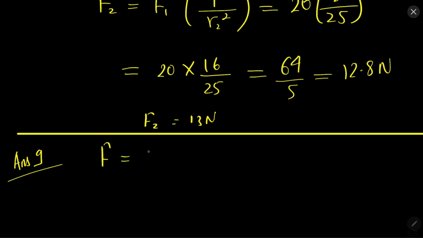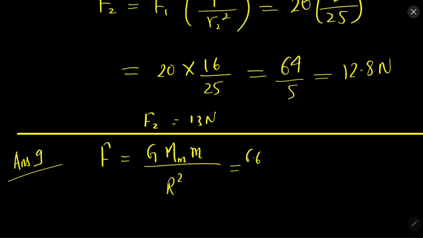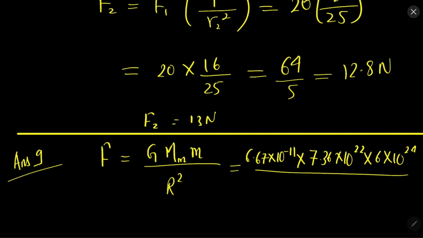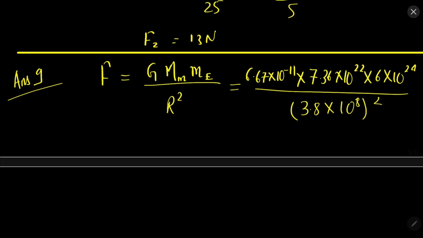So first of all we know that the force of gravity is equal to G into mass of celestial body, okay? It can be earth, it can be moon. So let's say for moon M and the mass of the body, so 6.67 into 10 to the power minus 11. Mass of moon is 7.36 into 10 to the power 22 kg into 6 into 10 to the power 24. This is the mass of earth. Then 3.8 into 10 to the power 8 whole square. Distance between earth and moon.